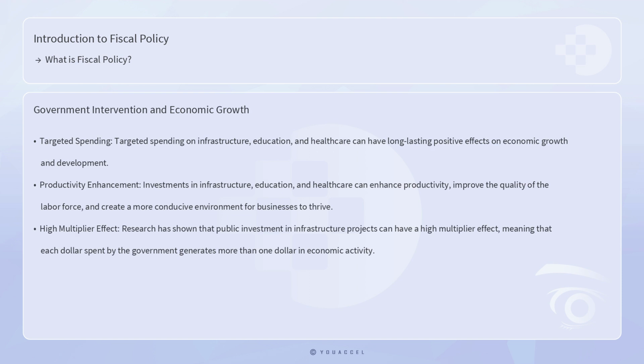Moreover, the specific areas of government intervention play a vital role in determining fiscal policy's success. Targeted spending on infrastructure, education, and healthcare can have long-lasting positive effects on economic growth and development. Investments in these areas can enhance productivity, improve the quality of the labor force, and create a more conducive environment for businesses to thrive. For instance, research has shown that public investment in infrastructure projects can have a high multiplier effect, meaning that each dollar spent by the government generates more than $1 in economic activity.